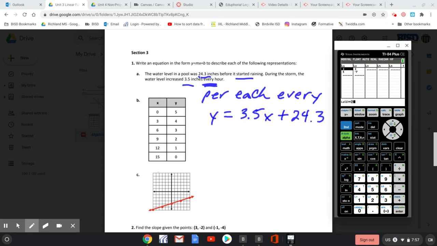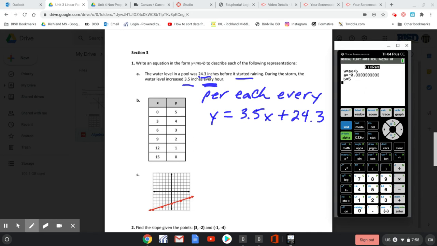So we have 0, 3, 6, 9, 12, and 15. Okay, now tab over. And we have 5, 4, 3, 2, 1 and 0. So I'm going to hit stat, tab 4, enter all the way, and now I can write my equation.